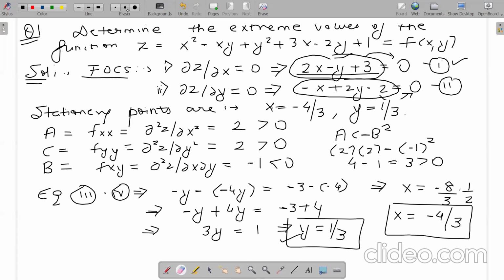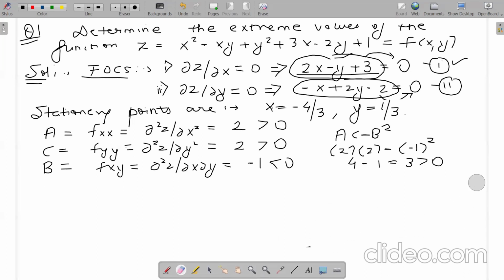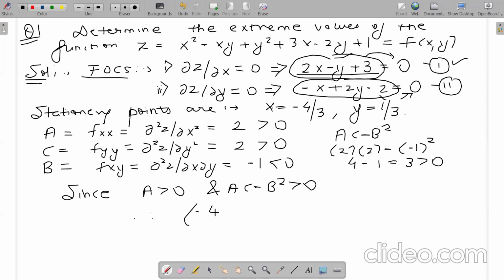So if I go by the criteria which I made students write a few minutes back, you can clearly see that A is positive. Since the sign of A is positive, and AC minus B square is also positive, what can I say? I can say that therefore (-4/3, 1/3) is a point of minima.